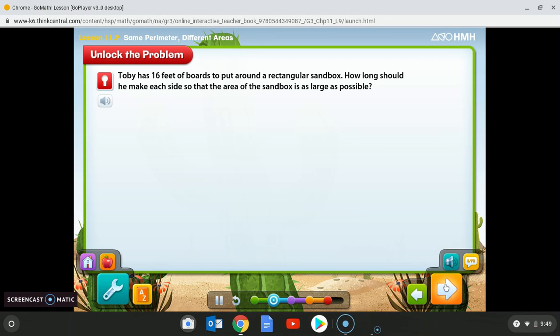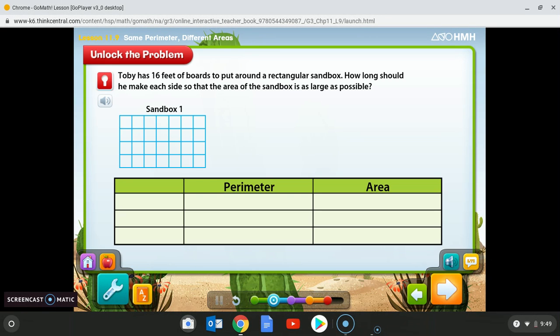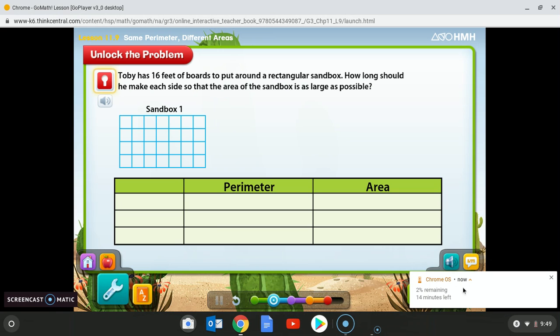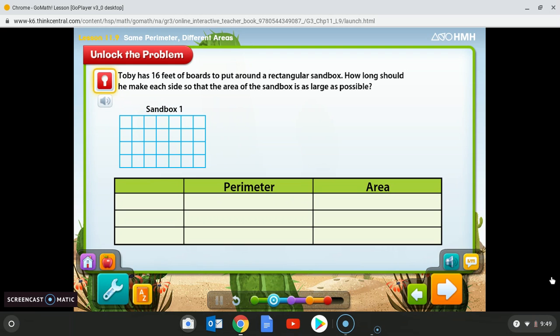Here we go. Our friend Toby has 16 feet of boards to put around a rectangular sandbox. Since we're talking about around a rectangular sandbox, what does that mean? That means that 16 is the outside, or the perimeter. Because we have 16 feet, that's our perimeter. We can find different size sandboxes that have different areas.